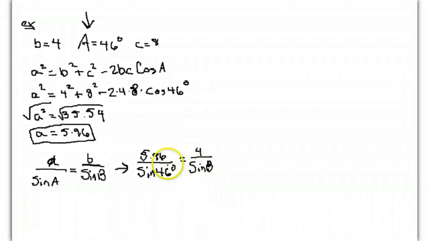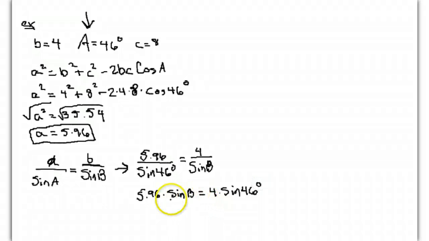So first thing you want to do is you can cross multiply. Since this is a fraction equal to a fraction, you can cross multiply both sides. And when you cross multiply it, you're going to have 5.96 times sine of big B. That's when you bring the sine of big B over there. And on the other side, you're going to have 4 times sine of 46 when you cross multiply both sides. And we're solving for B, because that's the only letter we don't know. So everybody with me up to this step? Cross multiplication?